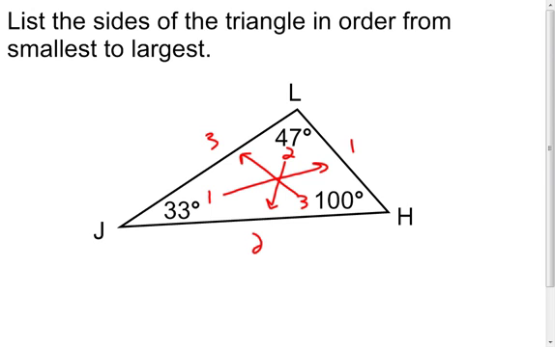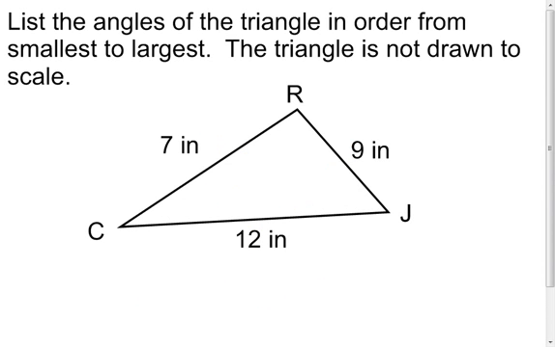So if I'm going to list these in order, I'm going to say the length of segment LH is going to be less than the length of segment JH, which is less than the length of segment LJ. And there I have an inequality listing my sides in order from smallest length to largest length.